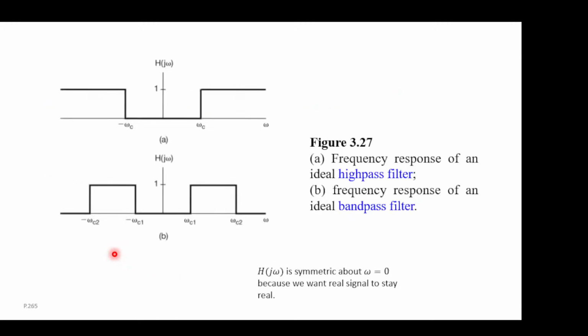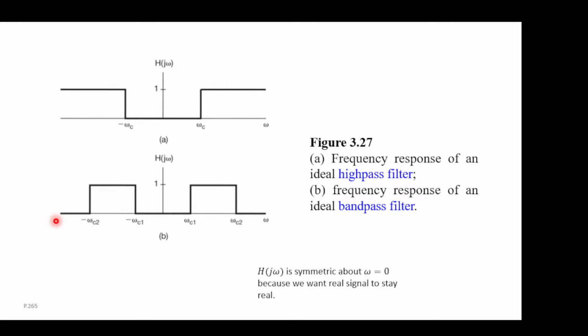Obviously, we have the low pass filter, then we have the high pass filter. This is the reverse of the low pass filter: at low frequency it gets filtered out, and at high frequency it passes through. And also, you can have a band pass filter that just filters out some arbitrary band that you like. So those are filters.